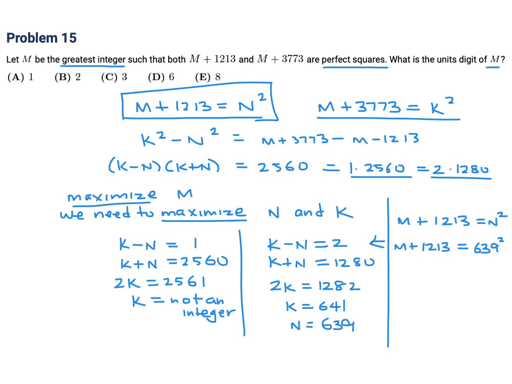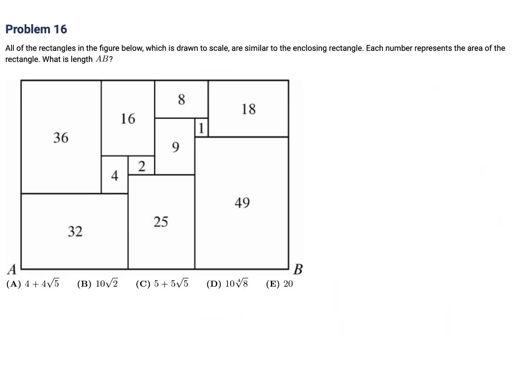And when you do, you get m is equal to 407108. Now you can do the same kind of calculation with this guy if you preferred to use the K 641, and you can do that on your own to see that you get the same answer for m. And what do they want here? The units digit of m. So the units digit is the last digit there, so that would be 8. 8 is the answer, and that's E.